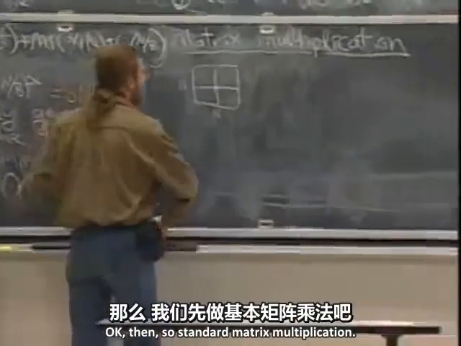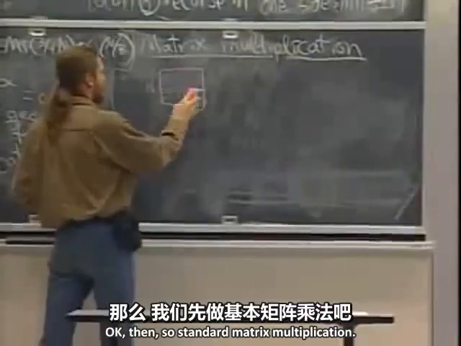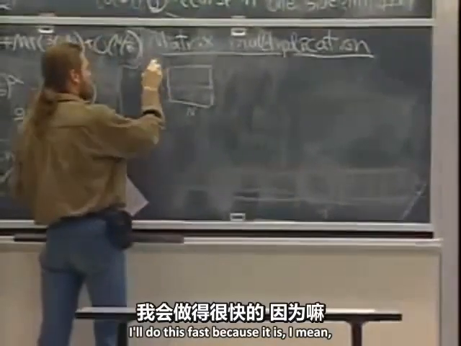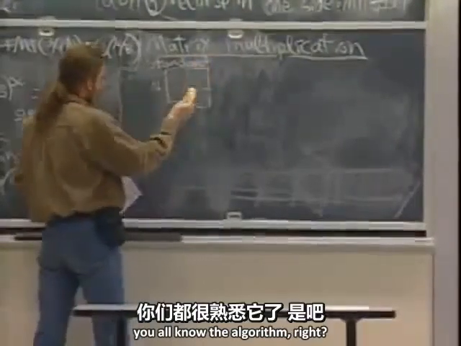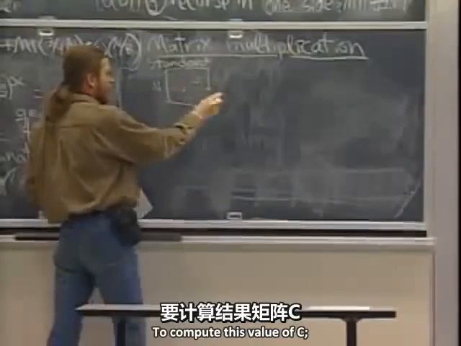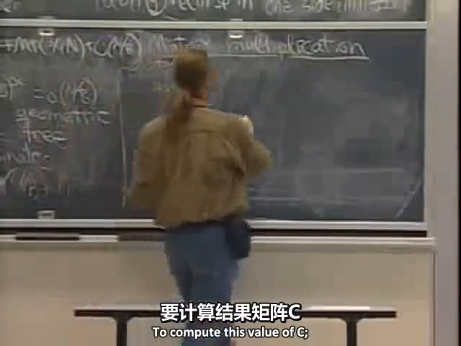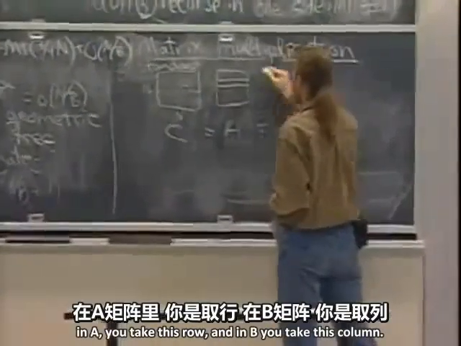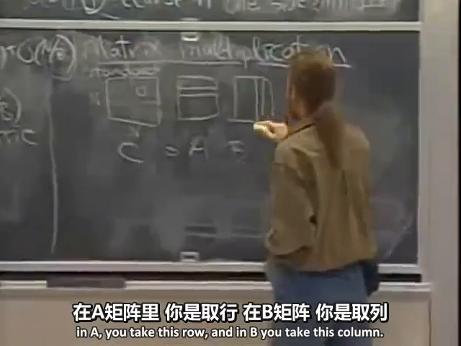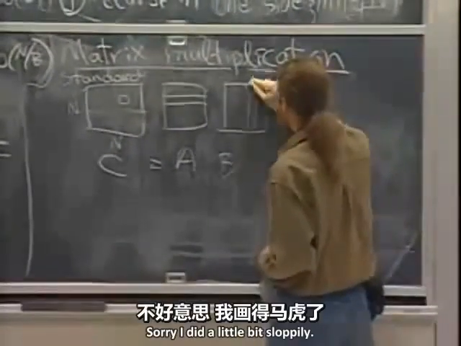OK, then, standard matrix multiplication. I'll do this fast, because the basic idea, you all know the algorithm, right? To compute this value of C, in A, you take this row, and in B, you take this column. Sorry, I did that a little bit sloppily.